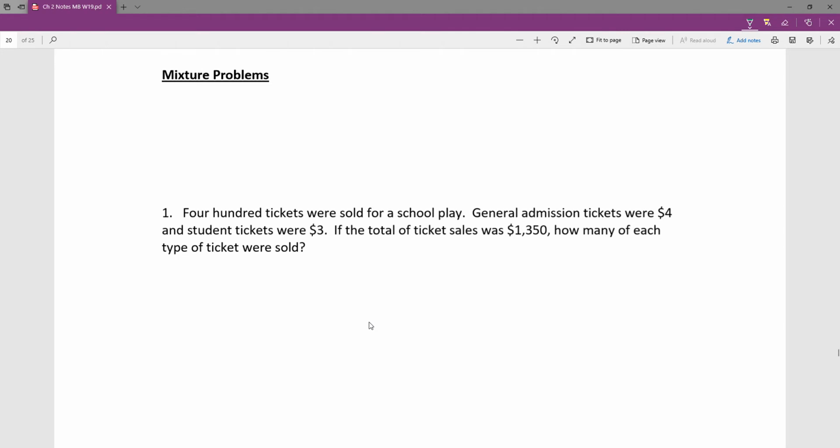So we're getting there on the word problems. These are mixture problems. This is the second to last kind of word problem that we'll have. And the mixture problems are really, like they say, when you're adding a bunch of things together.